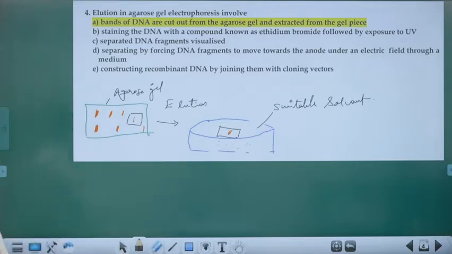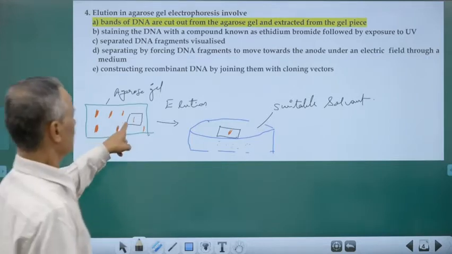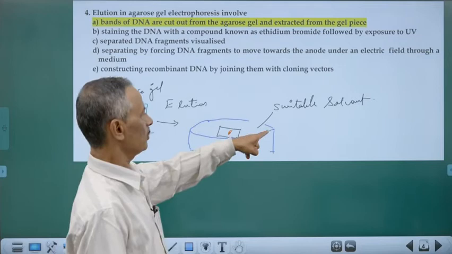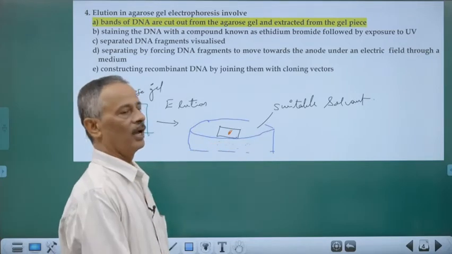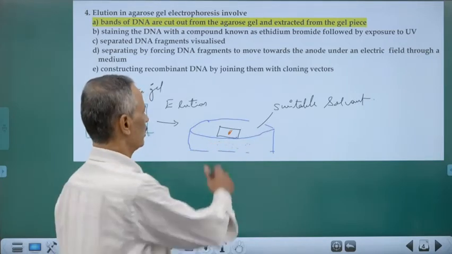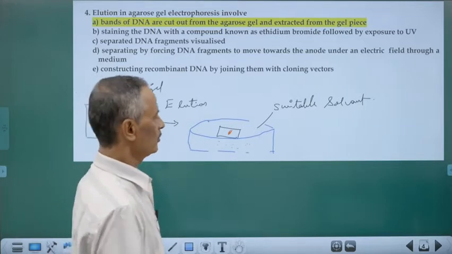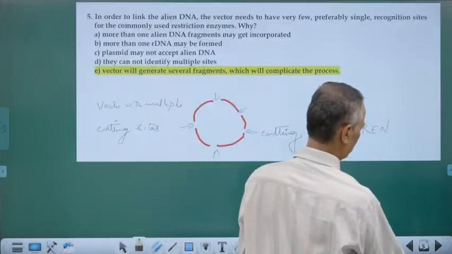So bands of DNA are cut out from the agarose gel and extracted from the gel piece. We are cutting this gel piece and putting it in a suitable solvent so that it is converted into this solution. This is called elution.